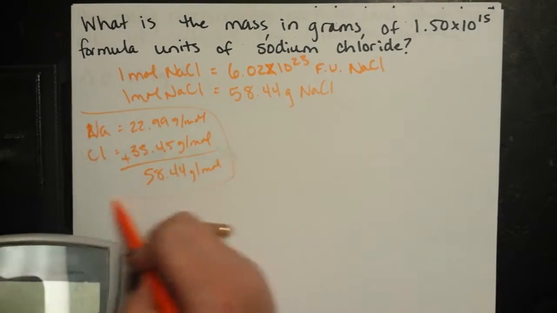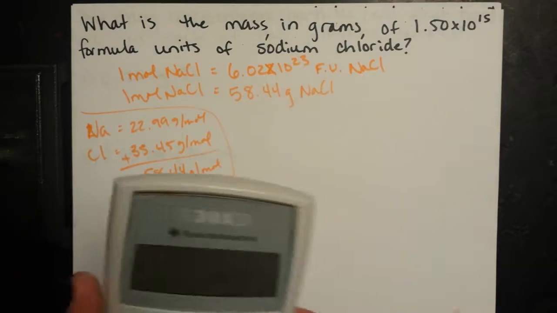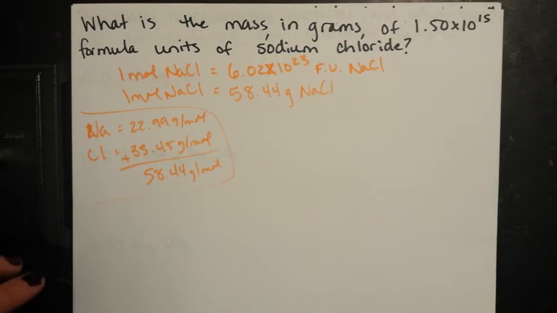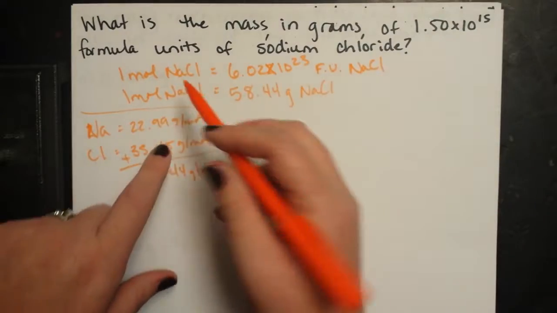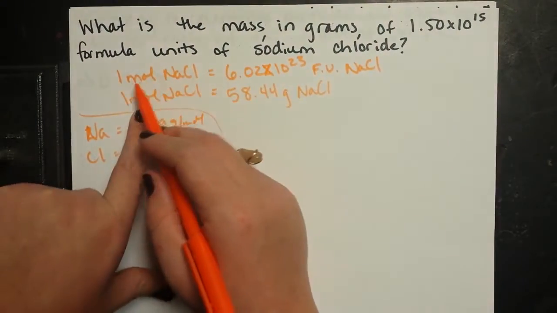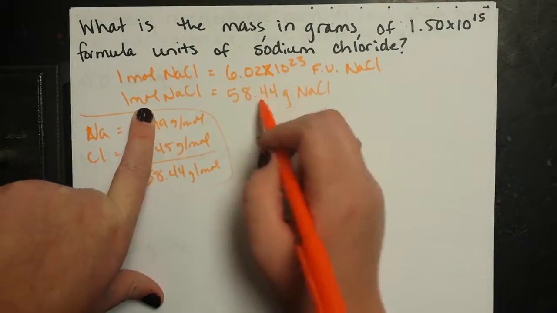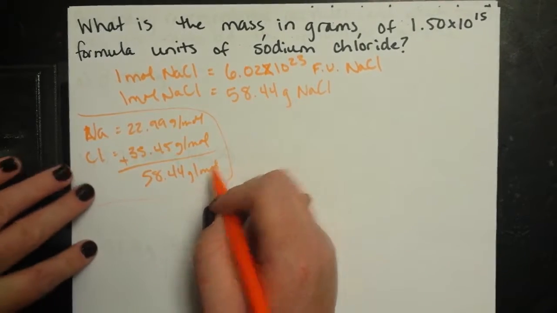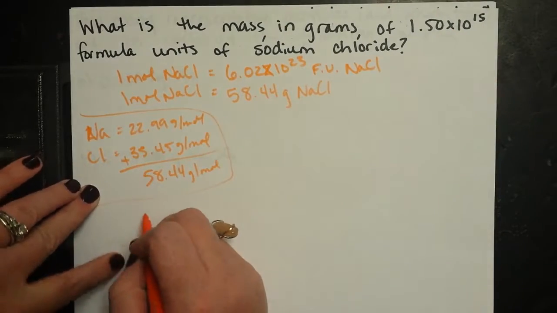So this is kind of an aside. This is math that you have to do to be able to get your conversion factors done. All right. My pen is running out of ink. So now I've got my conversion factors. Let's go ahead and start the math that we need to do.